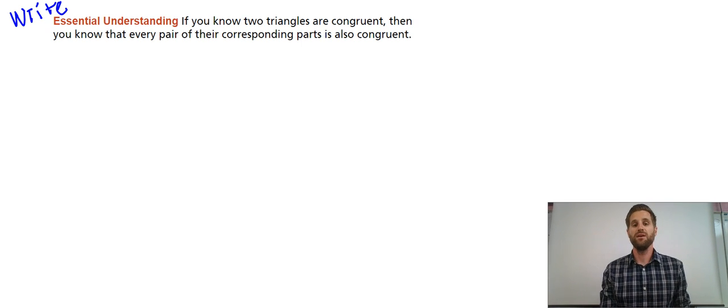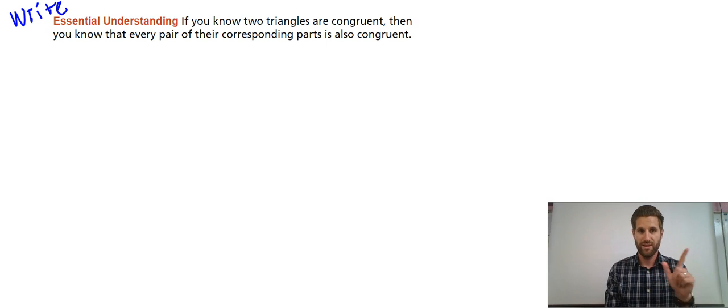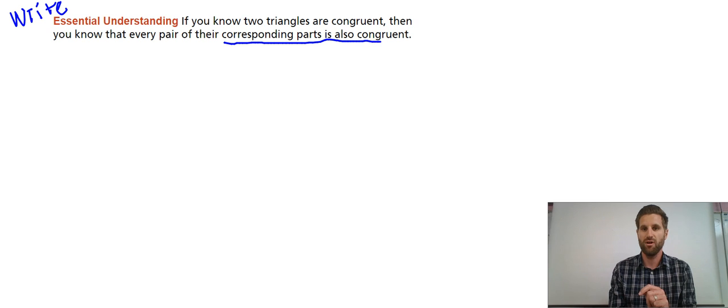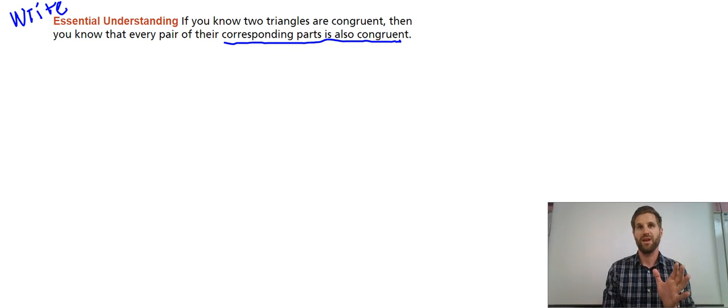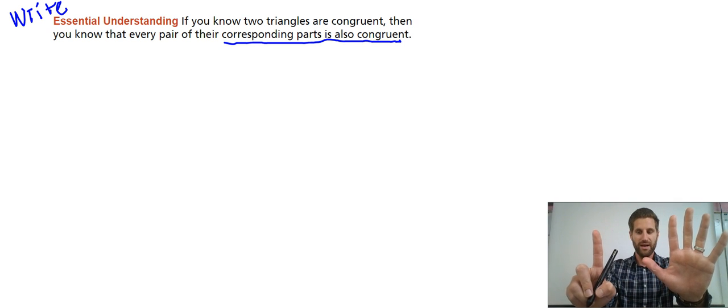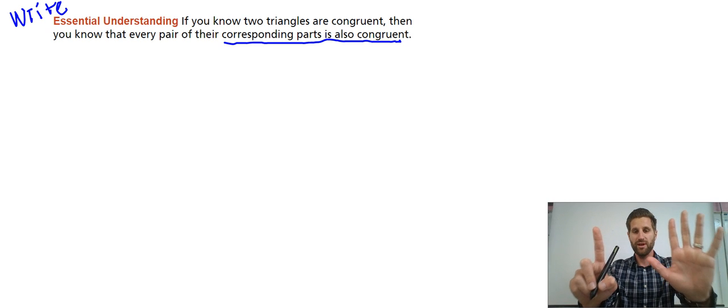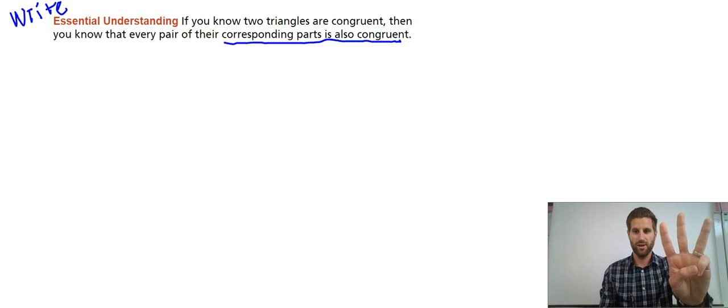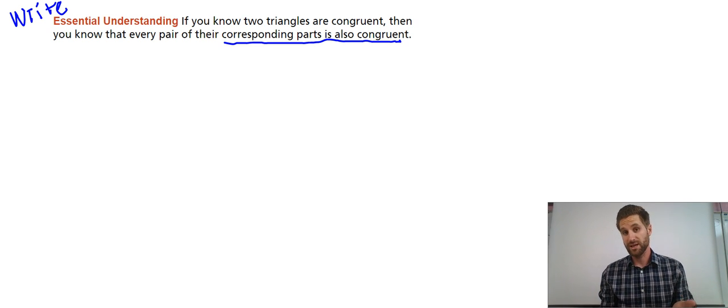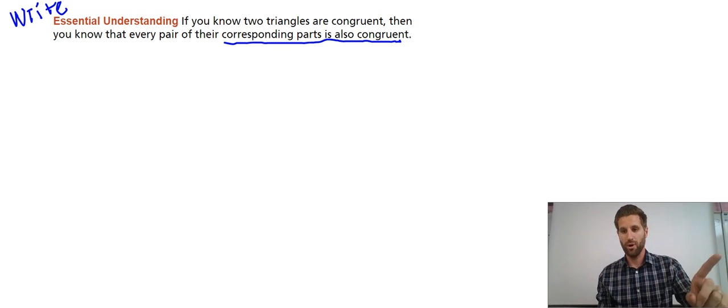It says, if you know two triangles are congruent, then you know every pair of their corresponding parts is also congruent. Okay? This is highly important. I can show any piece of a triangle. Remember, there's 6 parts to a triangle. In our special ways of proving triangles, we only need to use 3 things. So I can actually shortcut my way of proving triangles, and then once I show the triangles are congruent, I can show any part of that triangle is congruent to its corresponding part.